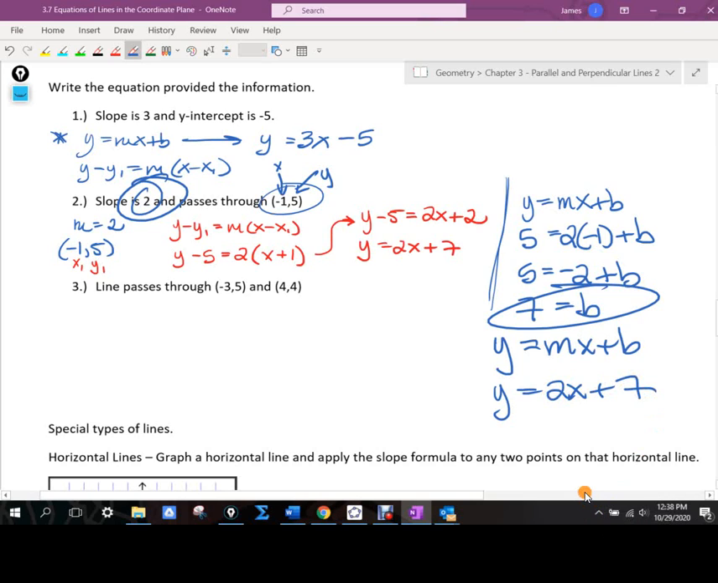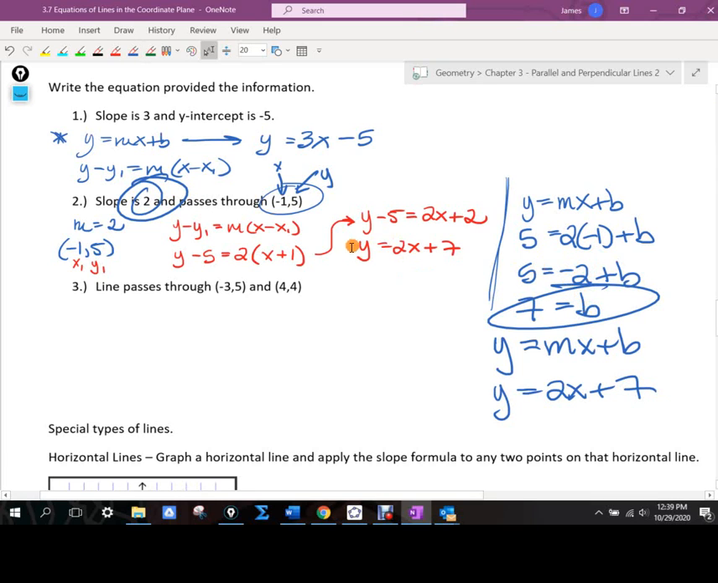Okay, that's more of a systems of equations type approach, I think, to coming up with the rule here. But either one's appropriate. This one here, I multiply it through by that 2 and get that negative 2.